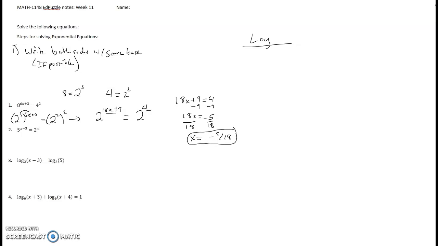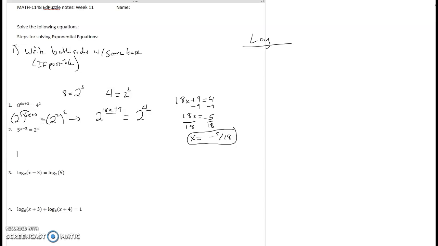So that's all well and good, but for this next one, I'm not really sure that I'm going to be able to write 5 as a power of 2, and I certainly can't change anything about this power of 2. So how we're going to get around this is, if that's not possible, we're going to take the natural log or the log of both sides. So if I take the natural log of both sides, we have ln of 5 to the x minus 3 equals ln of 2 to the x.